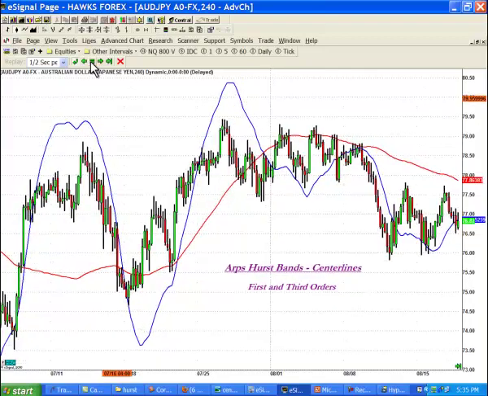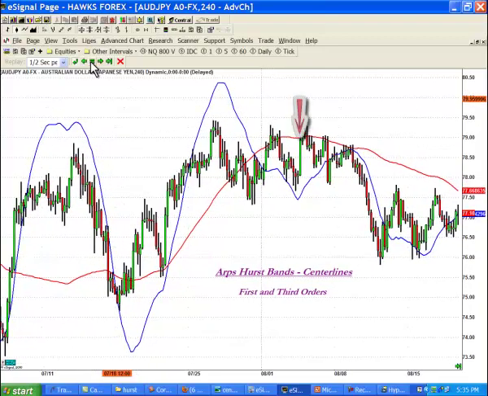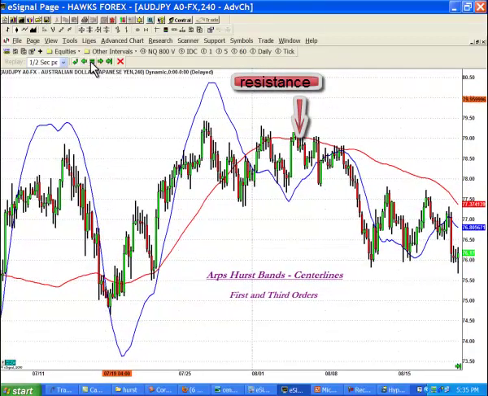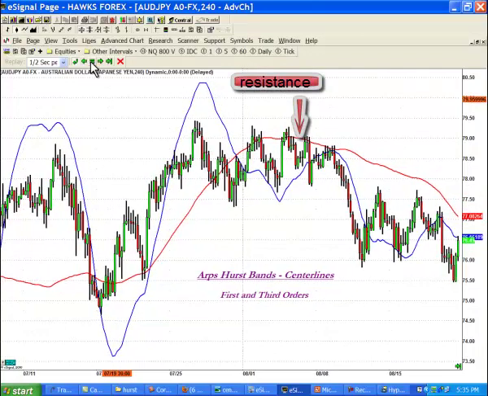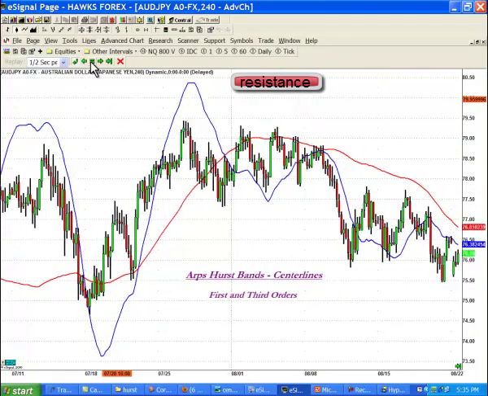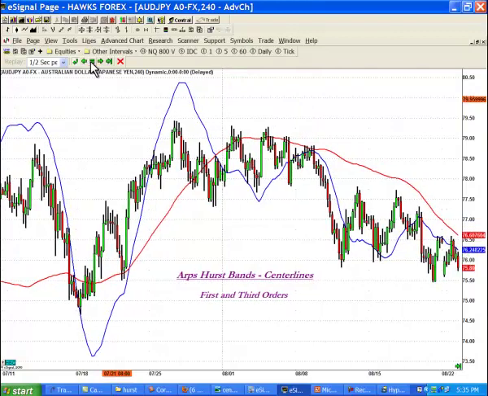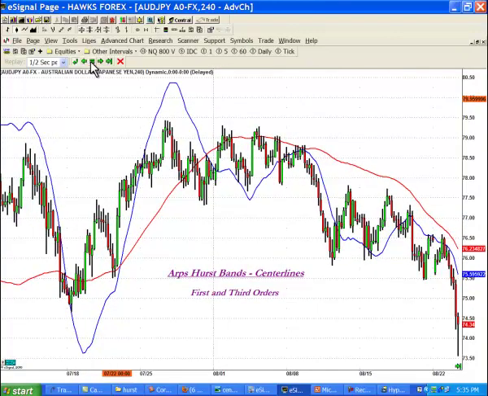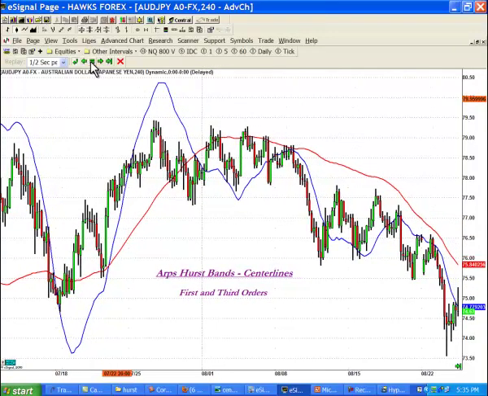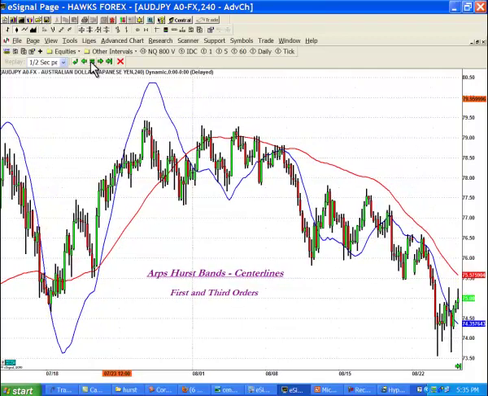The first order centerline often becomes an effective support or resistance point of reference for a trade in the direction of the higher order centerline, and it can also be used for a trailing stop signal. When entering a counter trend trade, it can, of course, also be used as a target.